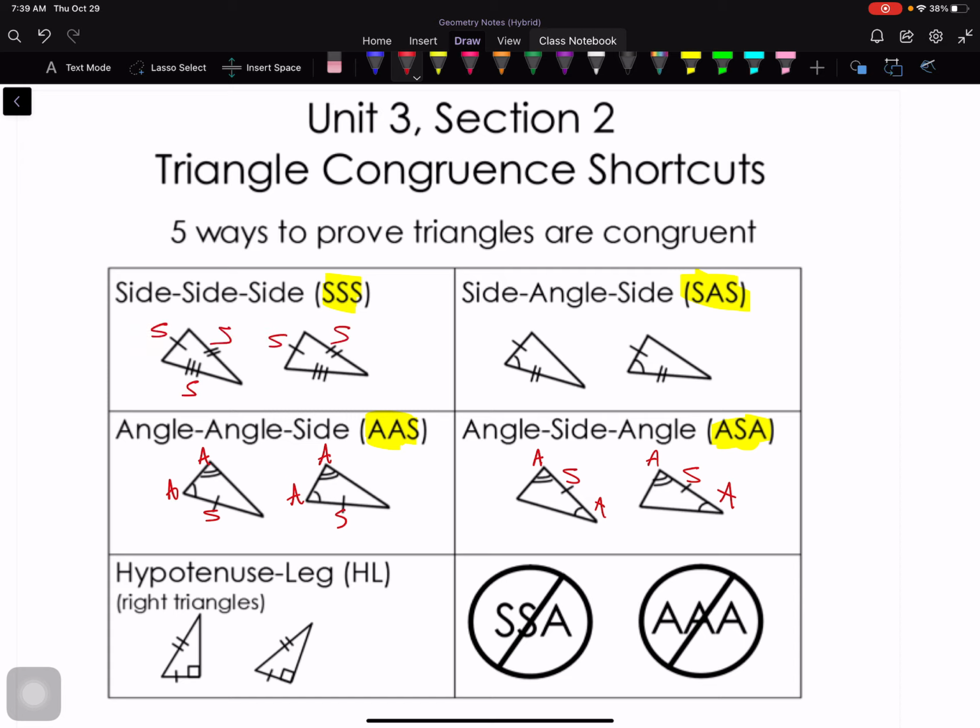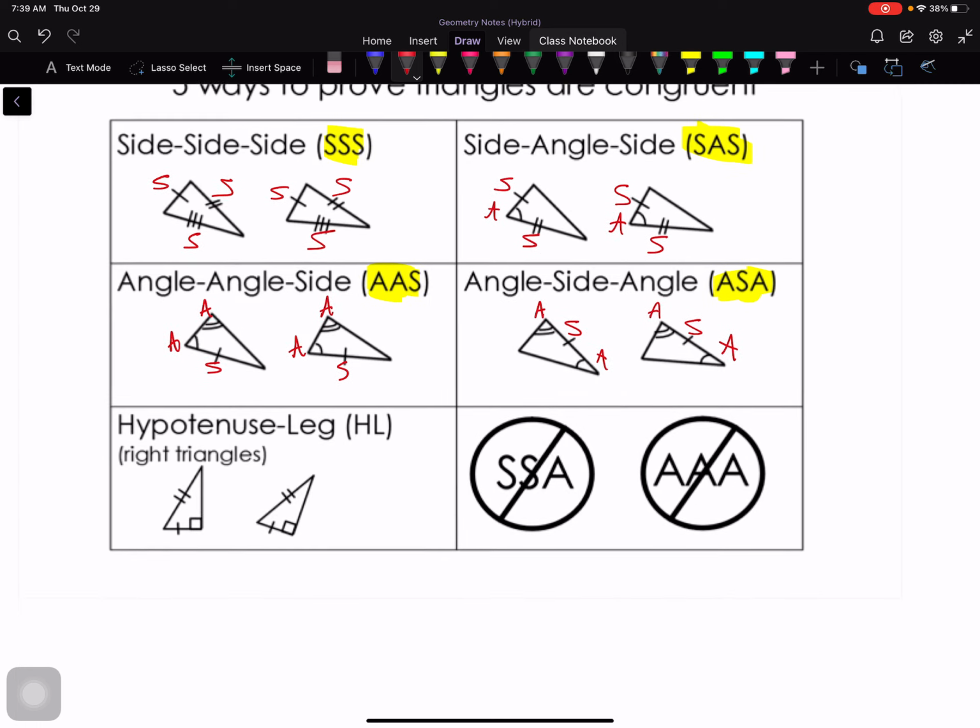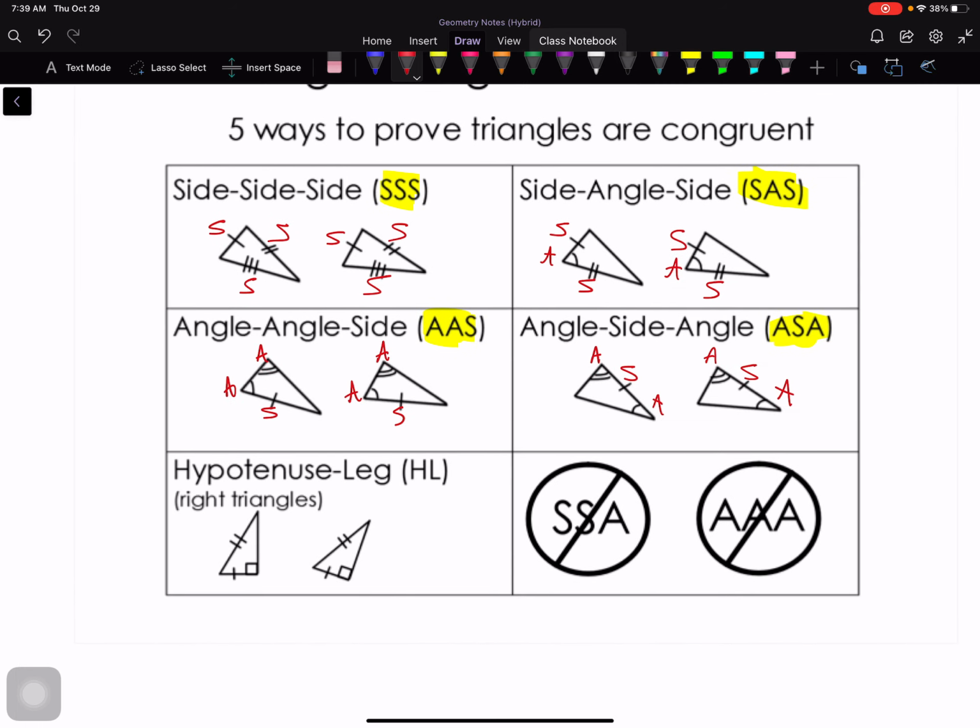Let's go back up and write all of these. Side, angle in between, side. So you see SAS, side, angle in between, side. And then the last one is hypotenuse leg. Now this only works for right triangles, only. So if you don't have a right triangle, don't even worry about hypotenuse leg.